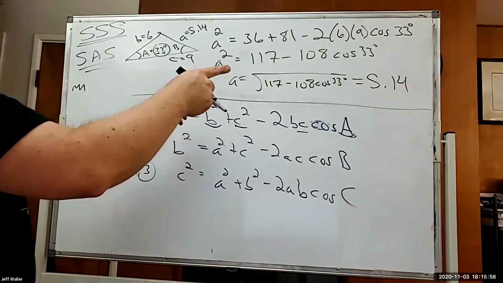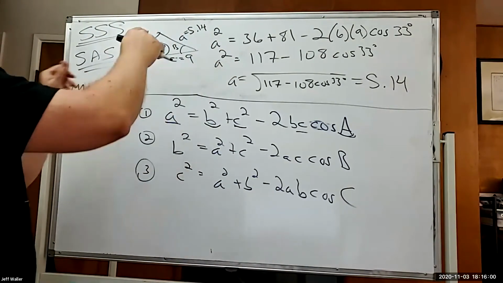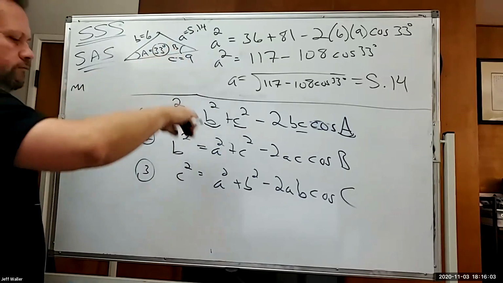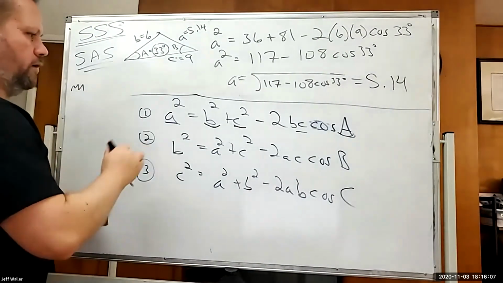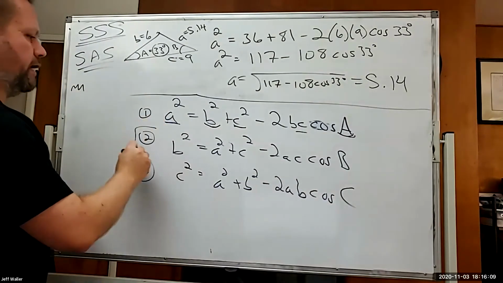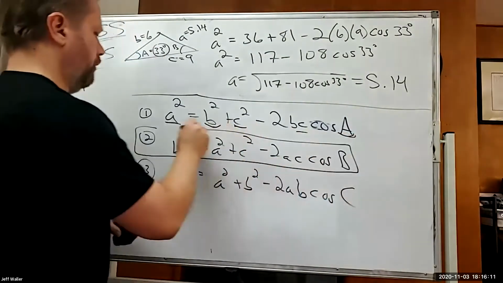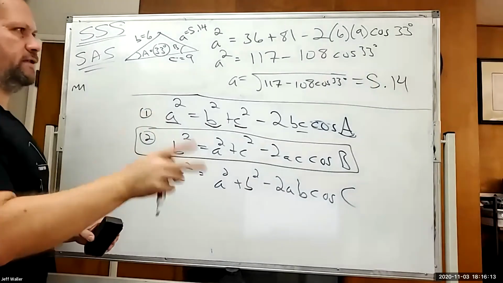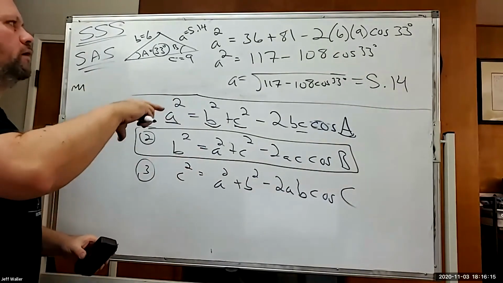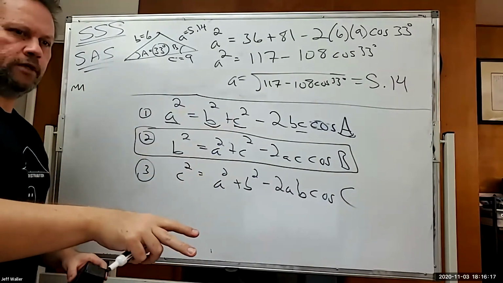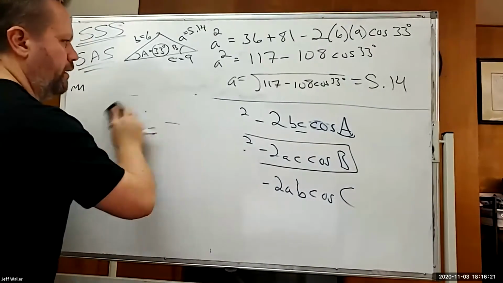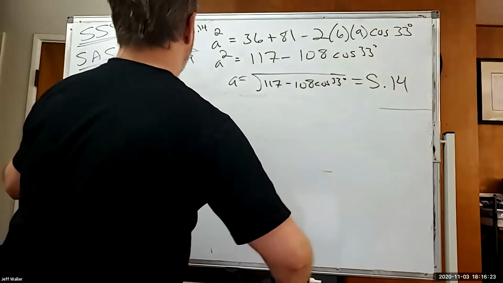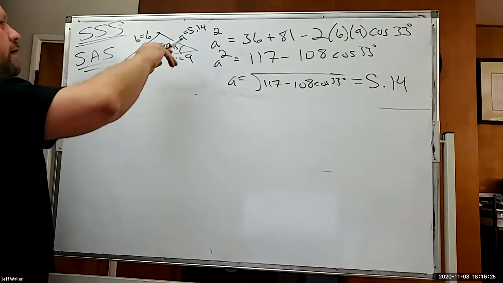So what do I still need? I need angle B now. If you wanted to, you could use this, or as somebody else just said, you certainly could use law of sines. Let's try to use law of sines just to review that real quick. How can I use law of sines to figure out angle B?